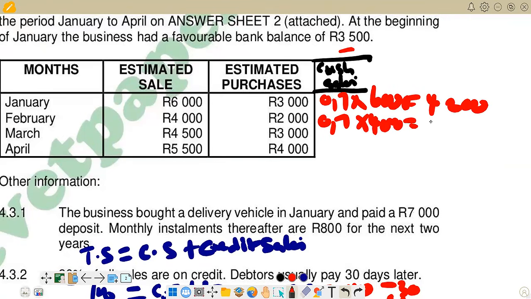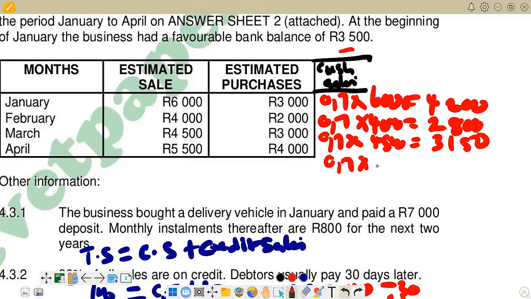When you multiply that one, you are going to get 2,800 for February. We apply the same thing now to March. I say 0.7 again times the total sales that we have in March, which is 4,500. And then if you multiply that one, you get 3,150. Then lastly, we have got April. We are saying 0.7 times 5,500, and the figure that we are supposed to get there is 3,850.